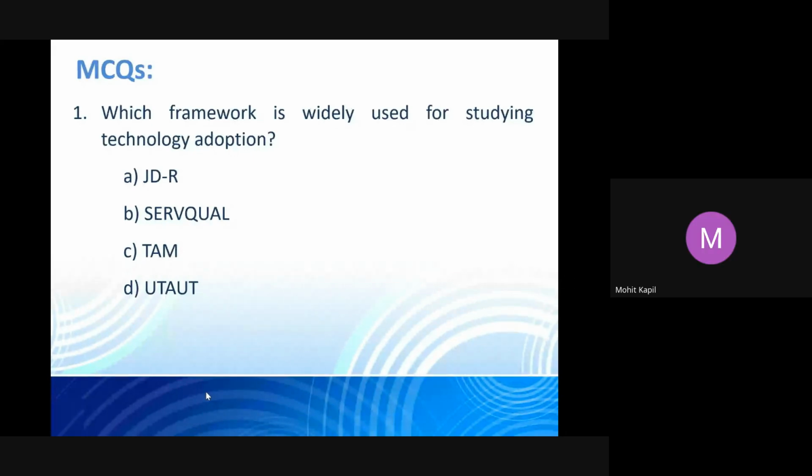Ma'am, I'm not able to recognize it, but yes, I've studied it. Okay. So all of you can explore it further and discuss with me tomorrow. Right? Correct. This is also widely used. TAM and UTAUT are widely used.